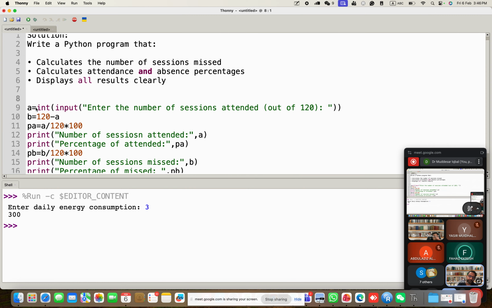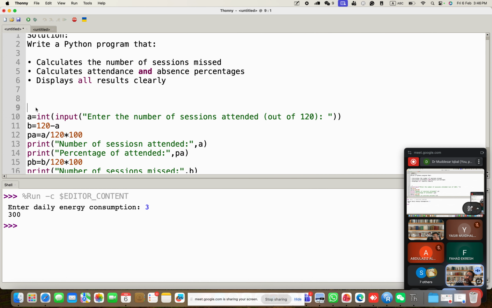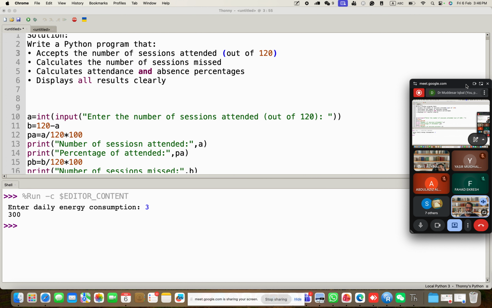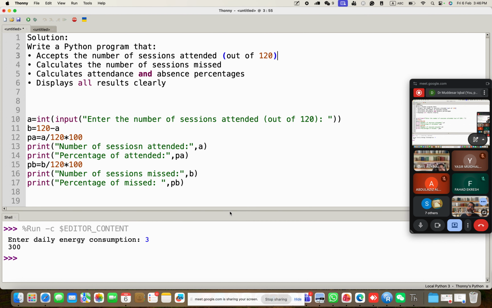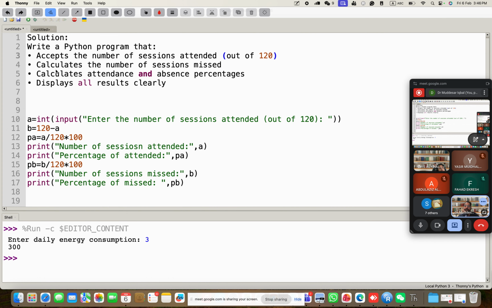But doctor, I remember that there is another way to do the percentage. Forget about percentage right now. Let's do the calculation first, right? This is the whole question in front of you. Let's forget about the percentage for a minute. Let me ask you this question one by one. You see the question on top, right? Yes, and the solution is at the bottom. So let me ask you, imagine this is about your class, and imagine you have 120 days in the class. And I ask you, accept the number of sessions attended.